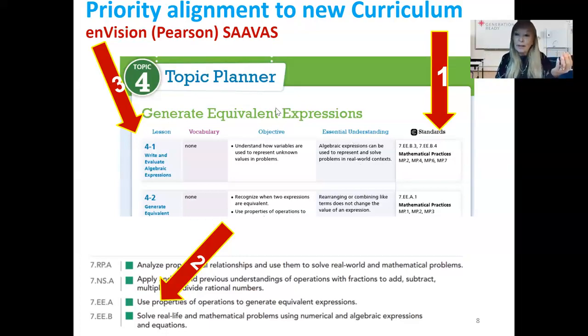I always use the topic planner. I really like the topic planners in Envision. On the right side are the standards, and I noticed these are expressions and equations. I look down at my priority list. Yep, that's priority, EE. All right, good. And then I notice that this is in topic 4, and lessons 4.1, 4.2, and so on go in it. 1, standards. 2, priority. Yes, it is. Put those lessons in there.